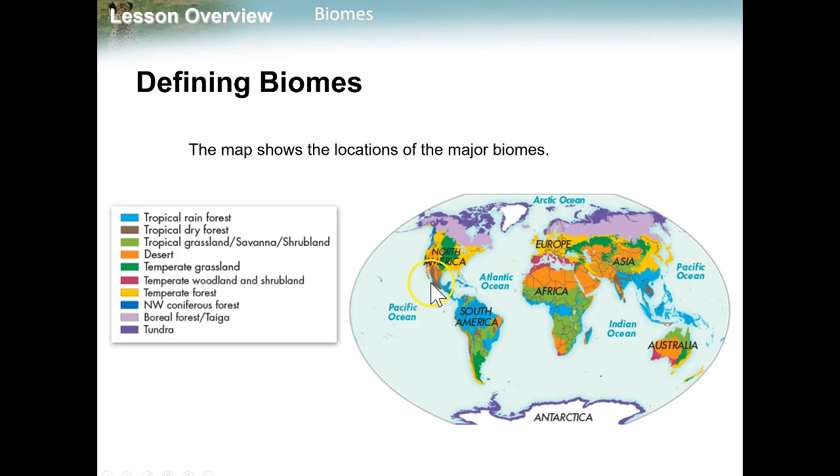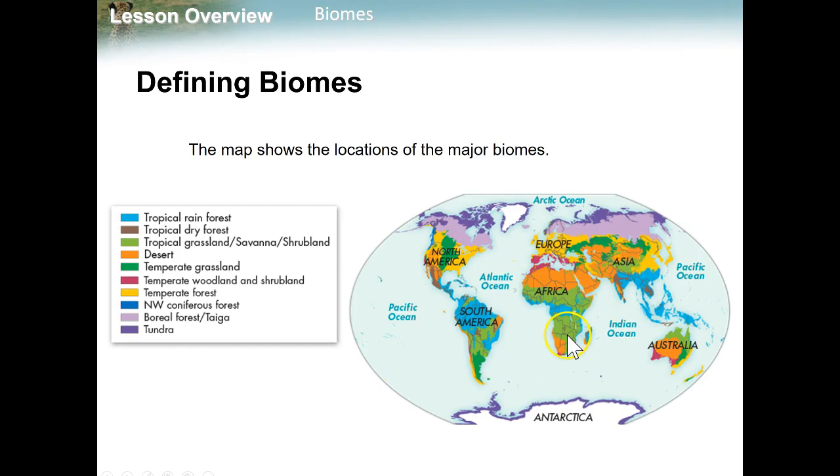So here's our tropical dry forest in this area. We have a little bit of tropical dry forest here, tropical dry forest here, and some tropical dry forest over in this area. Our tropical grassland, shrubland, savanna is going to be in the lighter green. So we have a touch of that over here in North America. A lot of it is down here in South America. A lot more in Africa, in these two locations. A little bit in Australia and some in Asia.